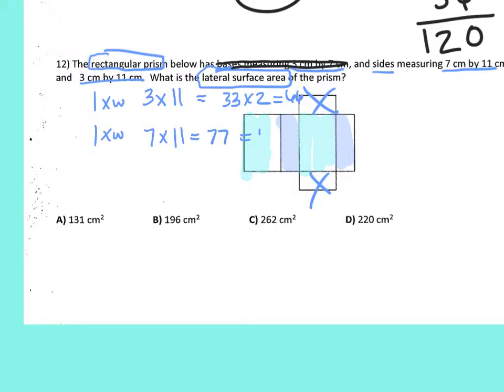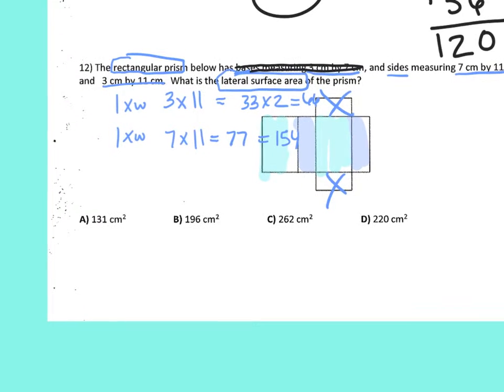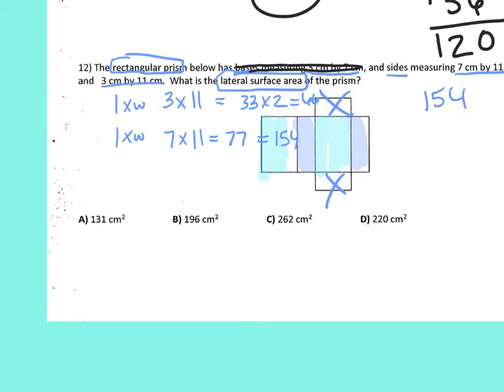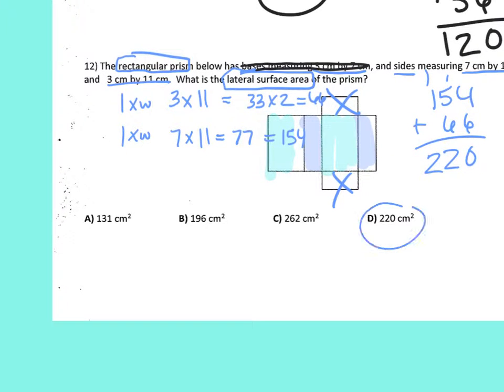66, 154. How do you know she's right? Because I did this last: 154 plus 66. Good.